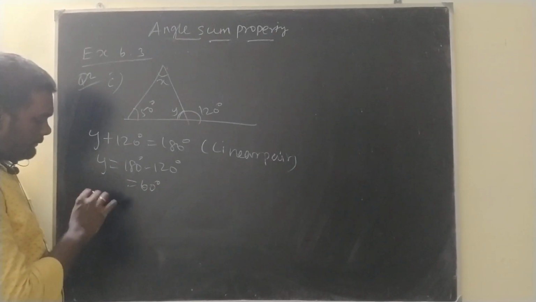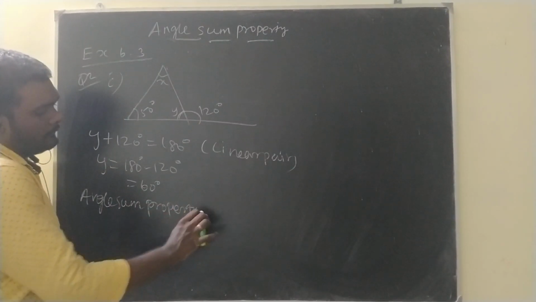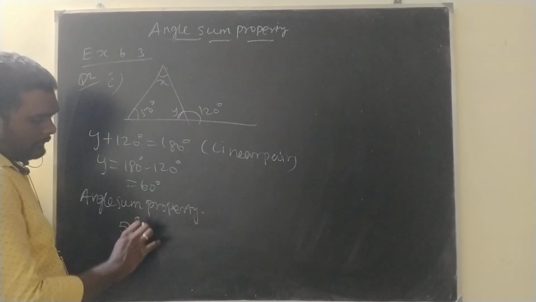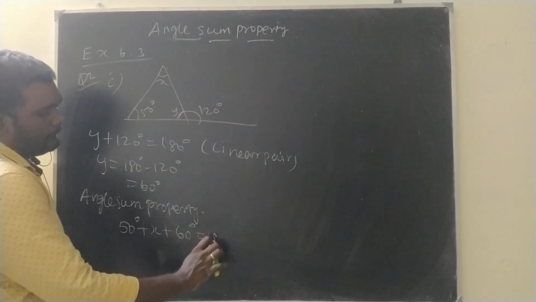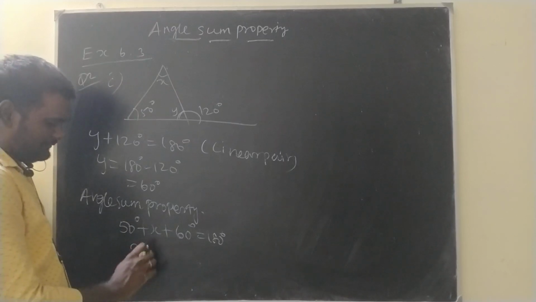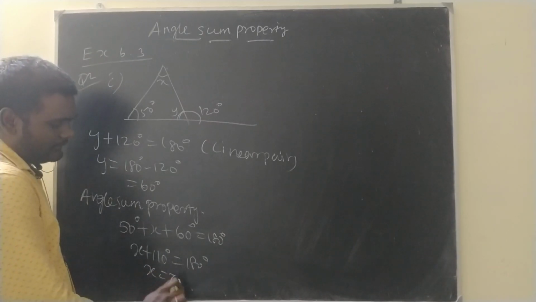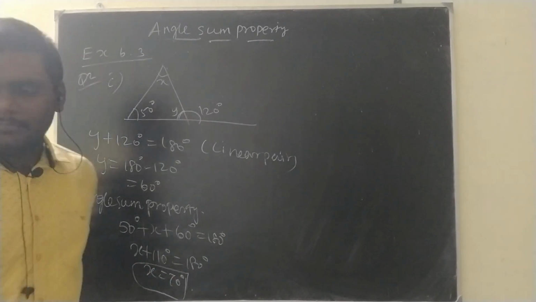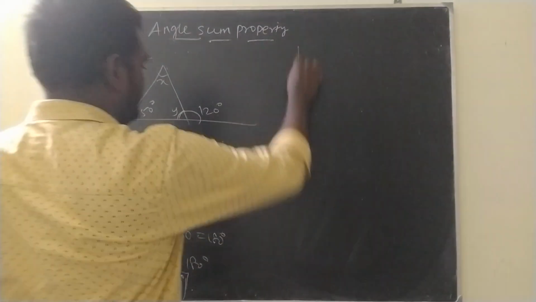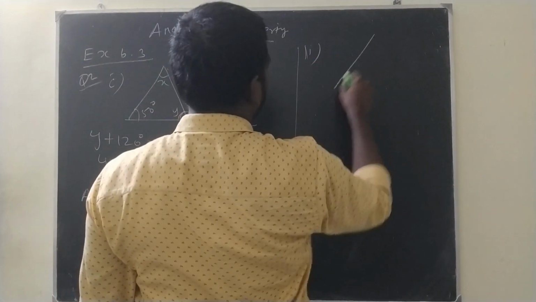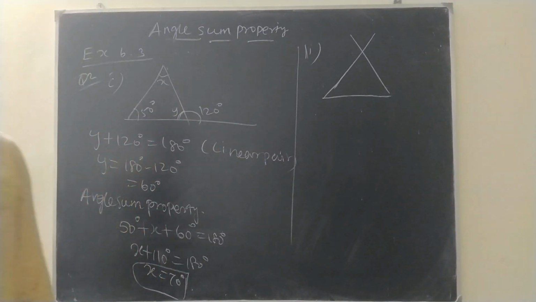And by the angle sum property, that is it. Same thing, right? Previously we have done the same. So x is equal to 70 degrees. What is it? And next, the second subdivision. Here 50 degrees.